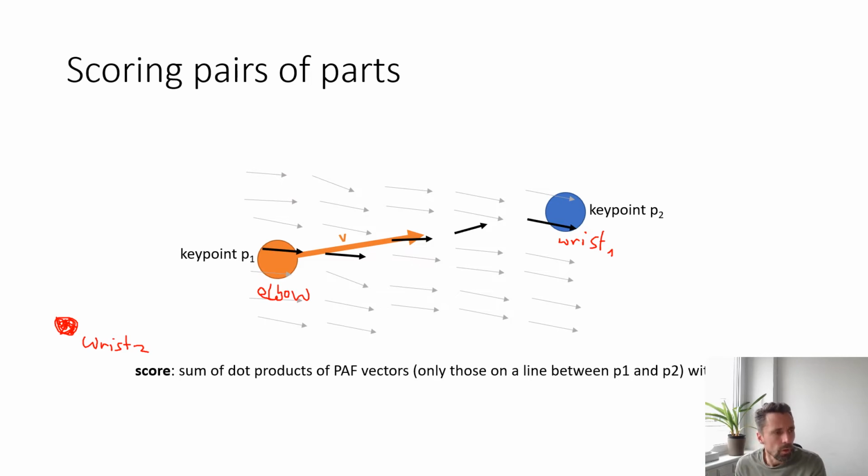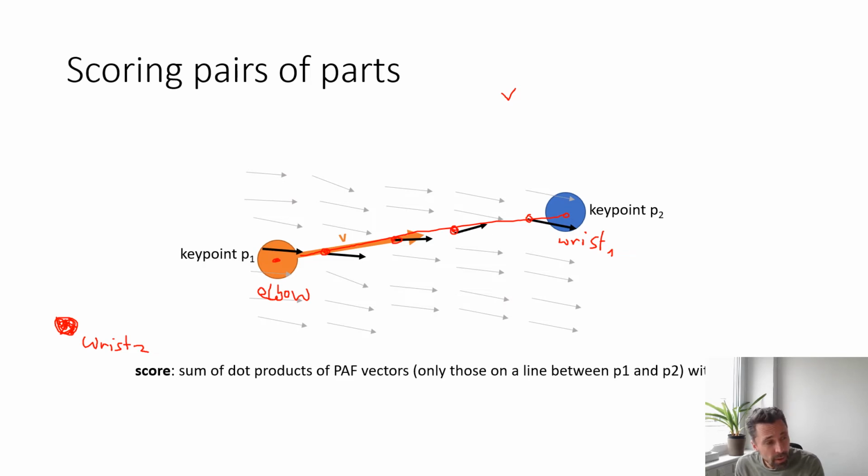Well, we first compute a vector that has unit length. We call that V, and we match it to the part affinity field vectors that are on the line between key point 1 and key point 2, so the elbow and the wrist. So let's say we don't have to take every pixel, but we can just say we take 4 pixels or 10 pixels or whatever. Let's say we take 4 pixels, exactly those that I've highlighted here.